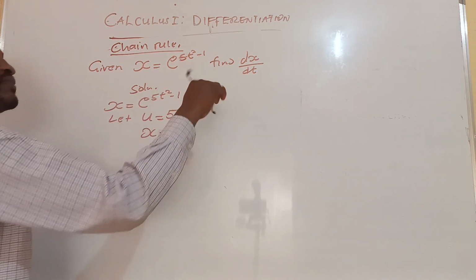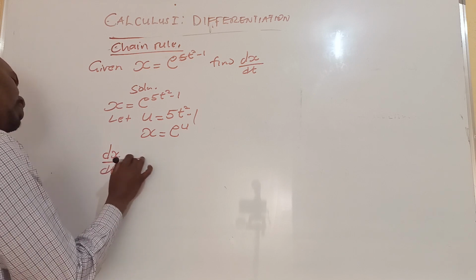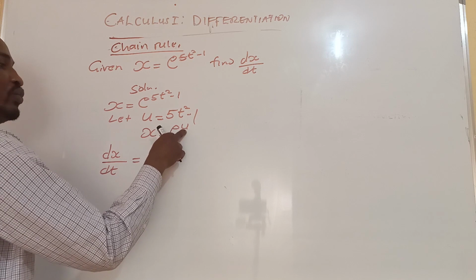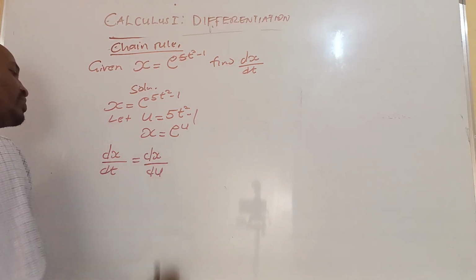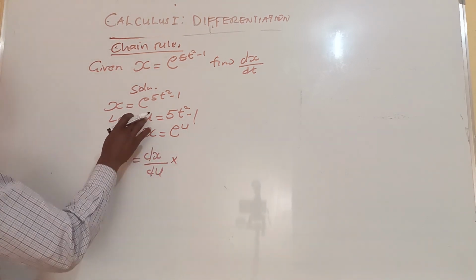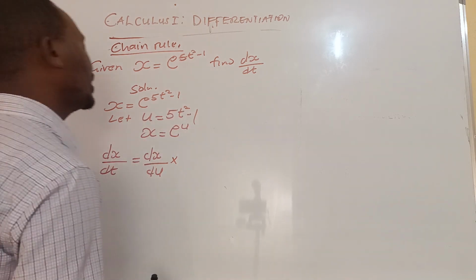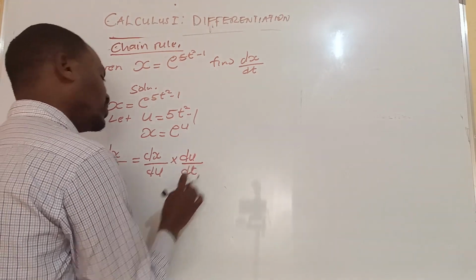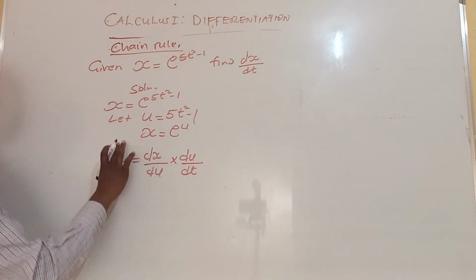To get the derivative dx/dt, we know that x is a function of u, so we can differentiate x with respect to u to get dx/du, times, u now is a function of t for our inner function, that derivative will be du/dt. Notice as we said earlier, if you cancel out du with du, you get dx/dt, which is what you want.